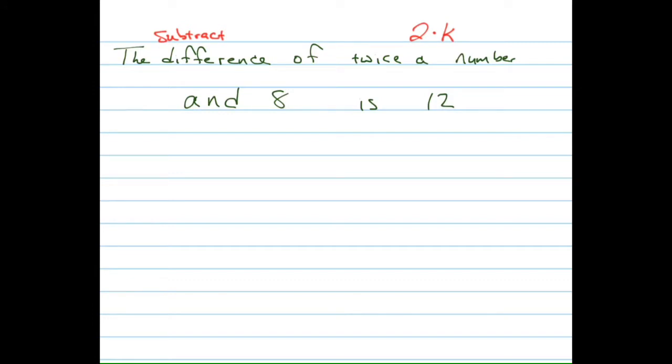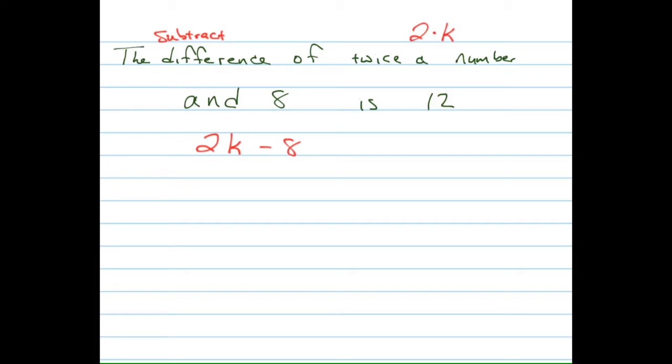So the difference tells us that we're subtracting. What 2 things are we subtracting? 2k and 8. And since that's the order it's given to us in, that's the order we subtract in. 2k minus 8.